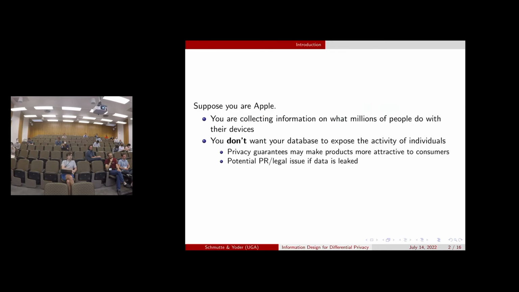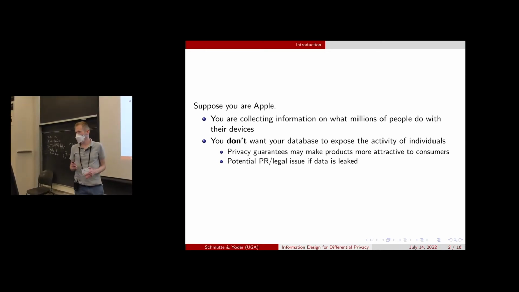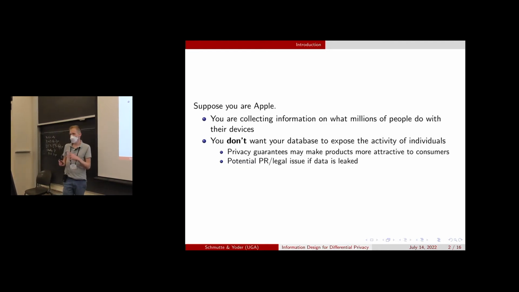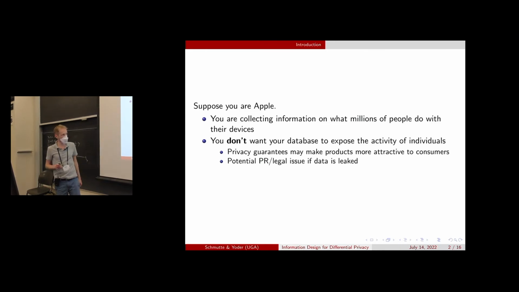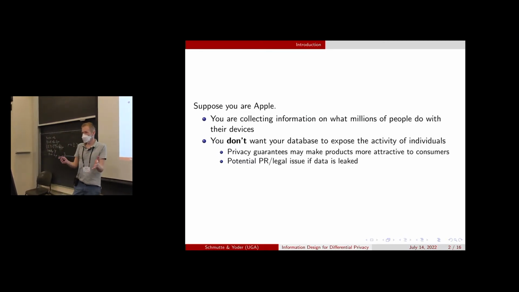All right, so to motivate this talk, suppose you're Apple. And every day you collect information about what millions of people do with their devices, what apps they use, what websites they visit, where they go, their location data. And for whatever reason, you don't want the database you're building to expose too much information about these sensitive activities. Maybe you think that by offering a privacy guarantee that might make your product more attractive to consumers. Maybe you think that if this database was ever leaked and you didn't take explicit privacy precautions when you were building it, it might create a huge legal or PR issue for you.